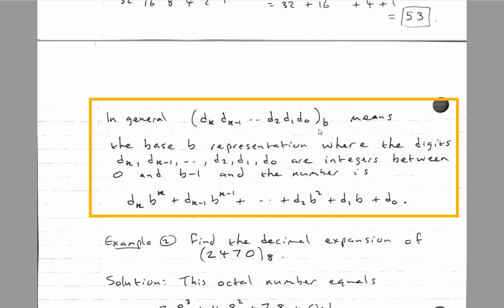And this number represents, well, this is the representation for this number. So d0, that number of ones, plus this digit times the base, plus the next digit times the base squared.